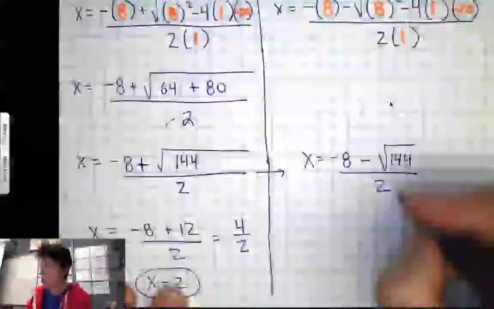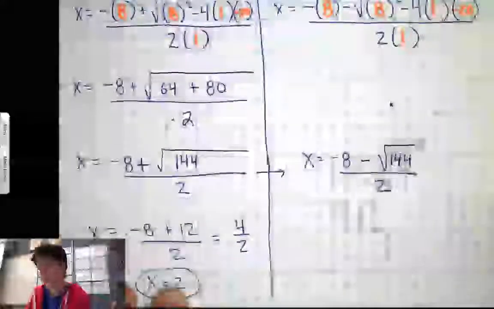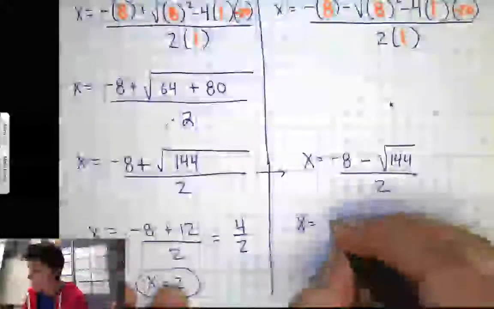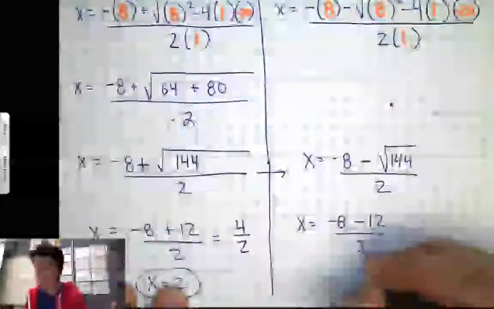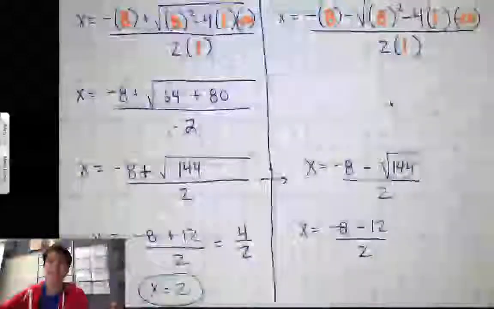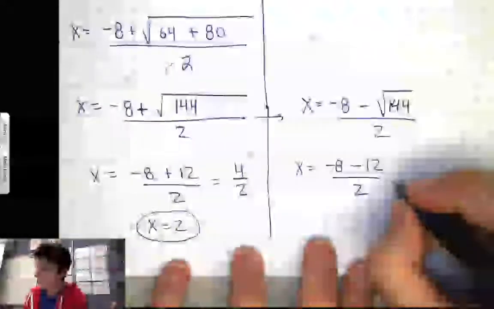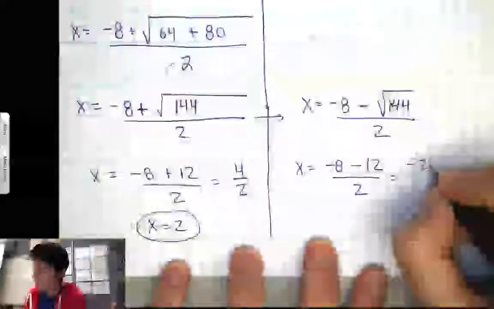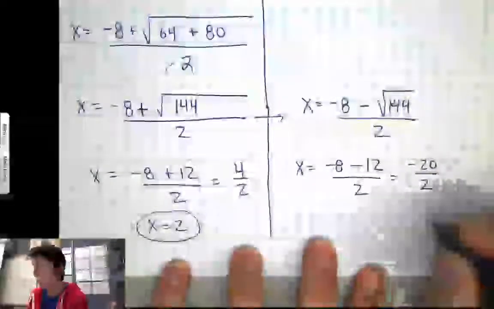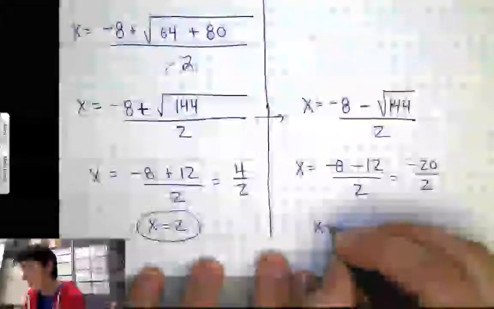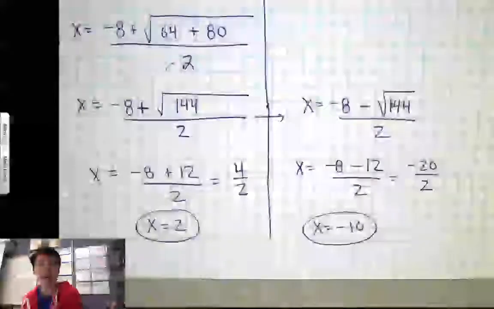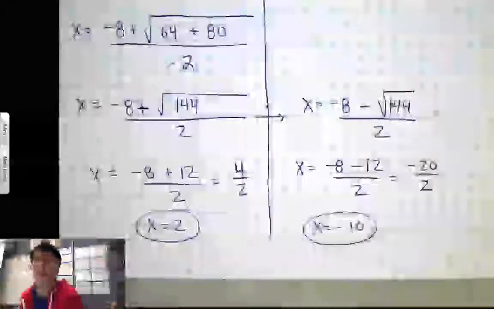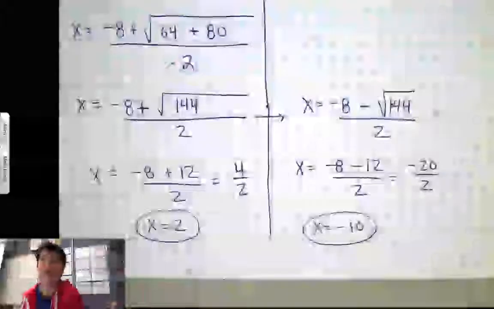So now we know the square root of 144 is 12. So now I have x equals negative 8 minus 12 over 2. There's my big difference. And negative 8 minus 12 over 2, that's negative 20 over 2. And 20 divided by 2 is 10. So x equals negative 10. And now I have my two values for x, 2 and negative 10, with the quadratic formula.